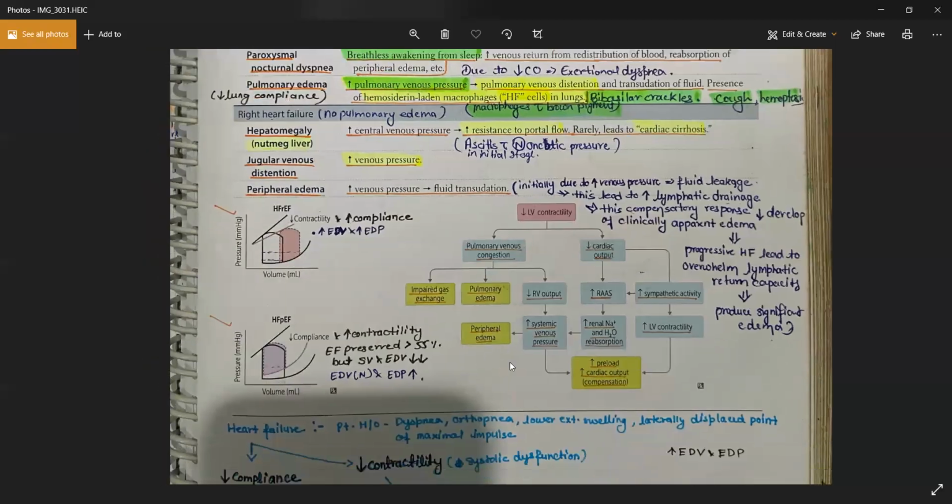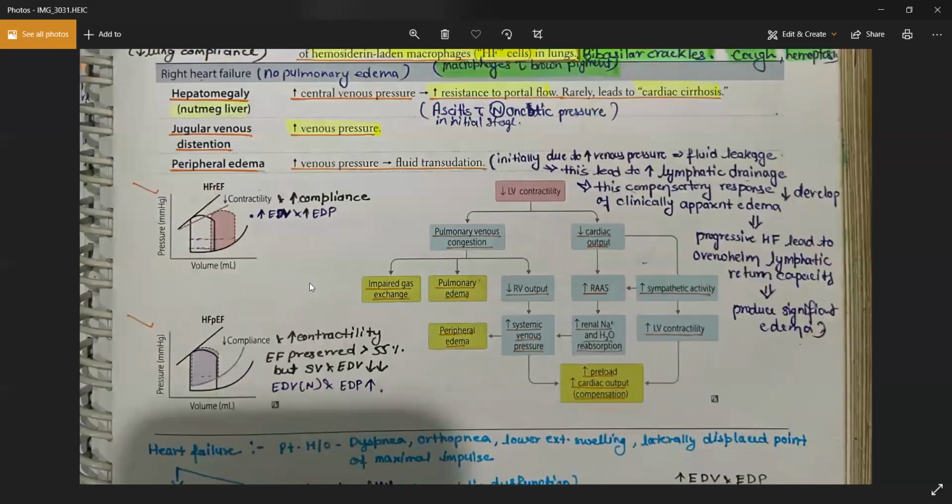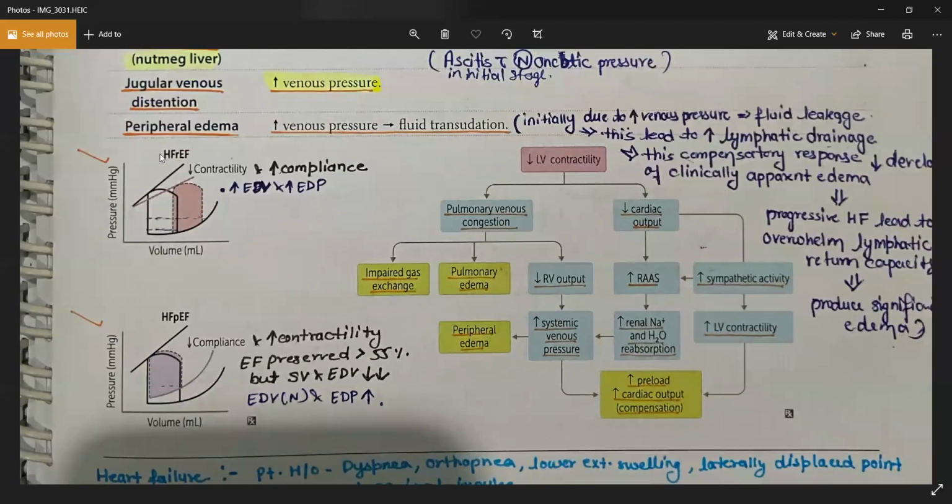Then if we draw the pressure volume curve for heart failure with reduced ejection fraction, what's going to happen in the reduced ejection fraction? You will have a high volume, right? And if you have a high volume, you are of course going to have a high pressure, because if more volume of blood is there inside the heart, you will have the high pressure because of that blood. So as you can see, the end diastolic volume is increased at that point, and the end diastolic pressure that corresponds to it will be increased.